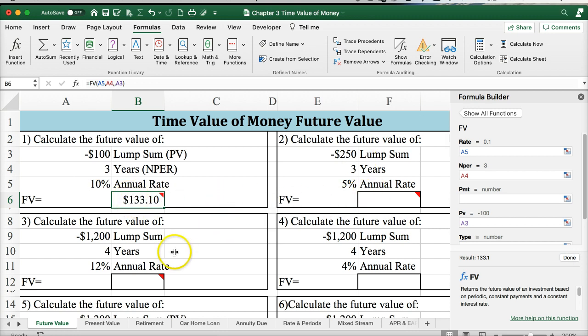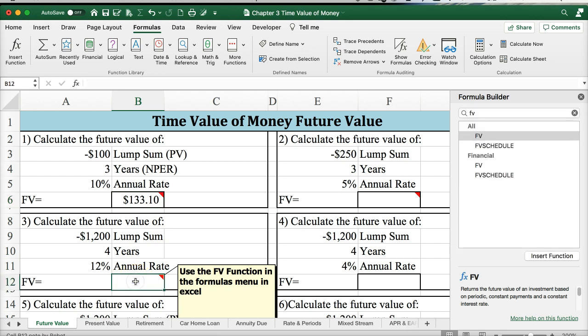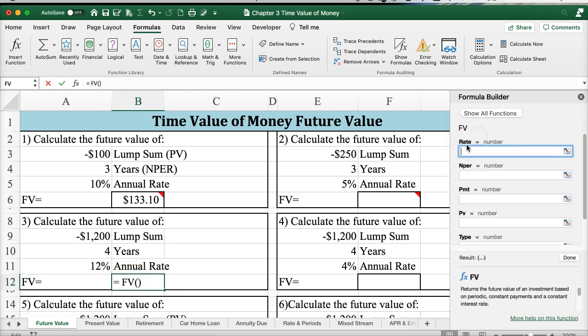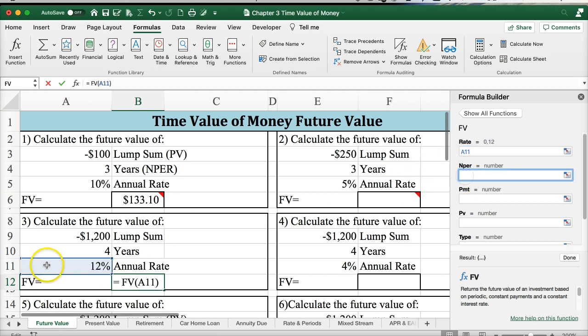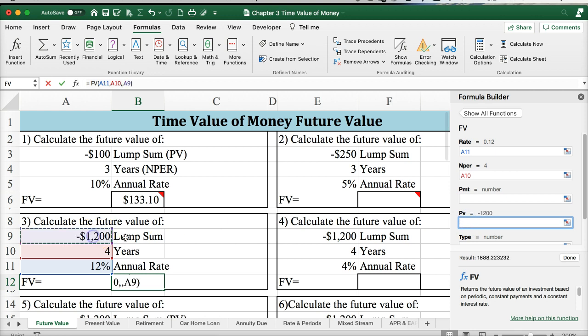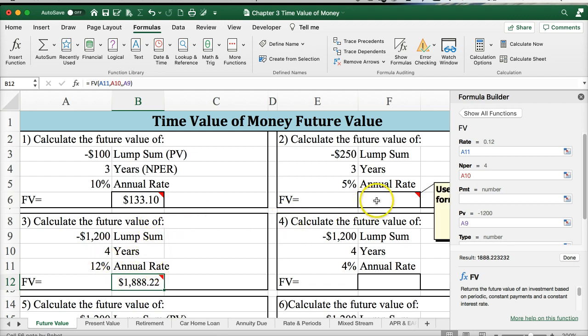So let's try it again on example 3. If I want to use that future value again, I can just take the rate, the nper, and the present value. So these are the three inputs, and this would be the $1,200 would be $1,800 after 4 years with a 12% rate.